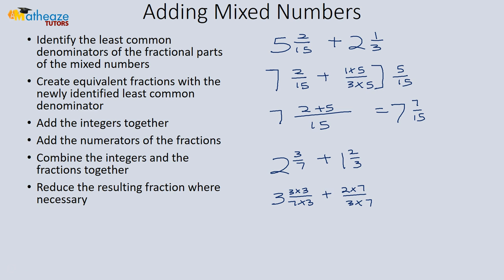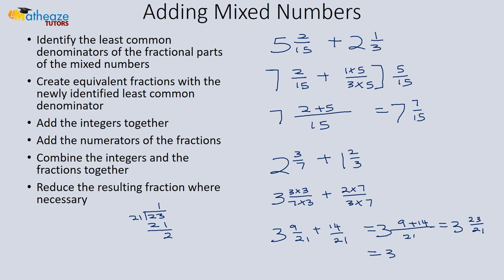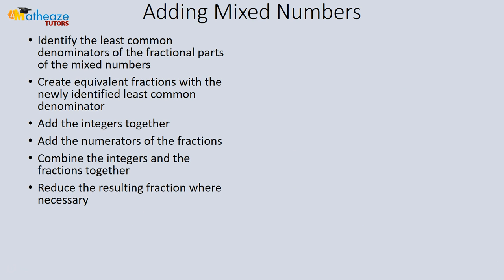So what we have here is 3 9/21 plus 14/21. Now we can add the numerators together because the denominators are the same. So 9 plus 14 is 23/21. Here as well, we have an improper fraction in our solution. 23/21 is 1 and 2/21. So this is going to give us 3 plus 1, which is 4 2/21.